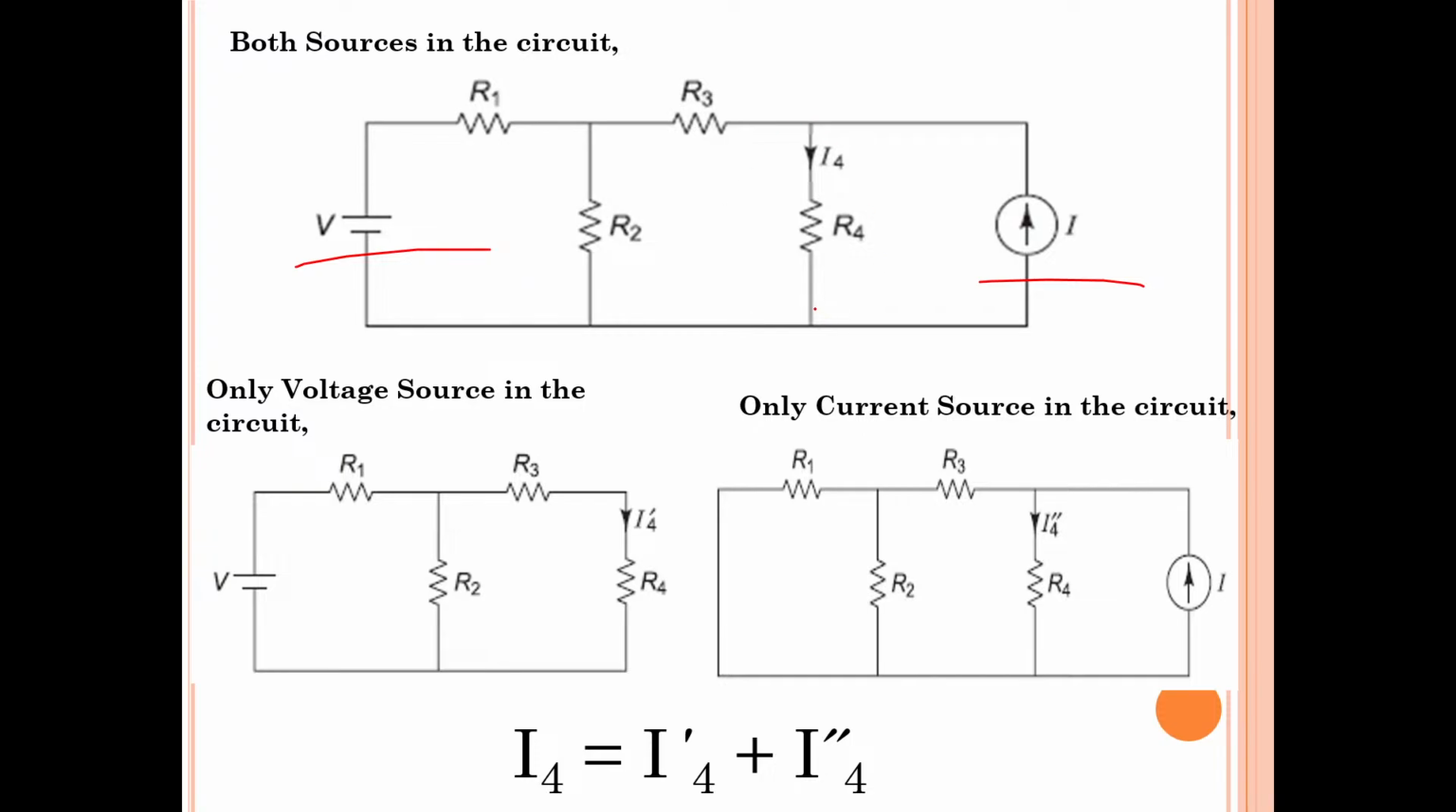And across any element, here I have considered this resistor R4, you can measure the current, and you can add all those currents together. If you add all those currents, that current will be equal to the current which is flowing in the same element when all sources were present. So I hope you have understood.